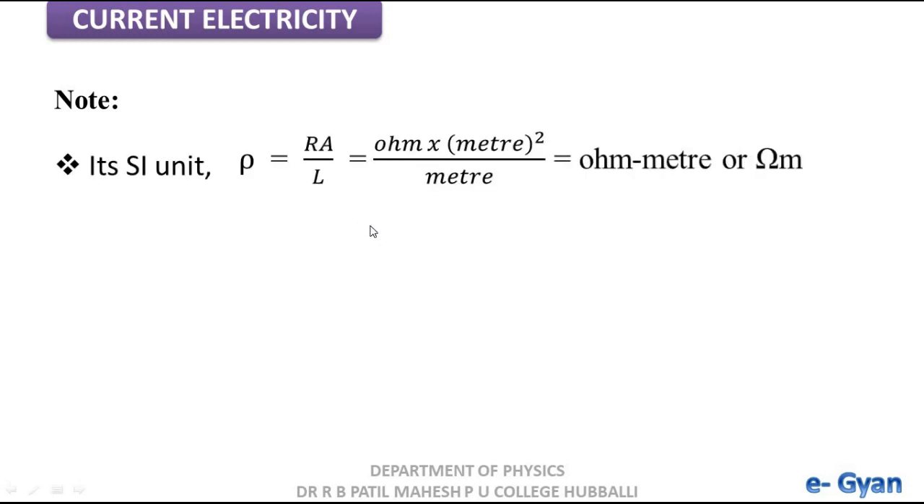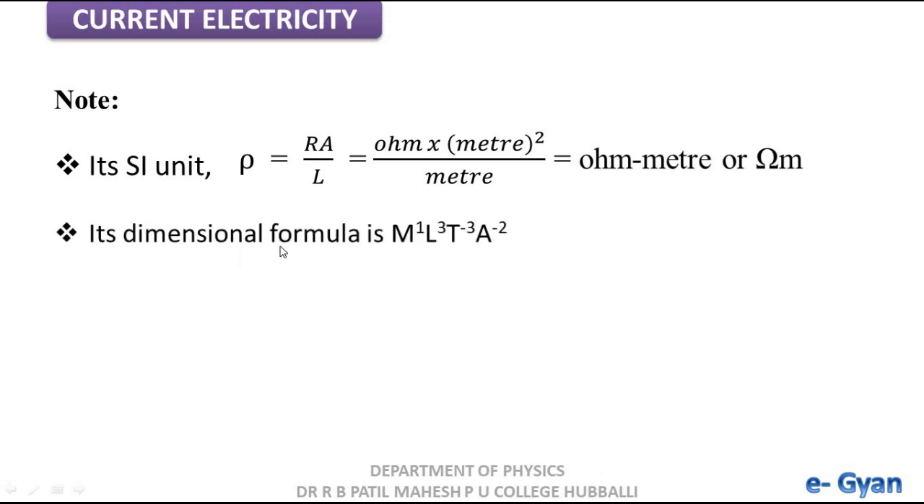Okay, note points to be remembered. SI unit of electrical resistivity: I have shown it by writing the expression rho is equal to R into A divided by L. SI unit of resistance is ohm. SI unit of area is meter square. SI unit of length is meter. Meter and meter will get cancelled. And finally, SI unit of electrical resistivity is ohm meter.